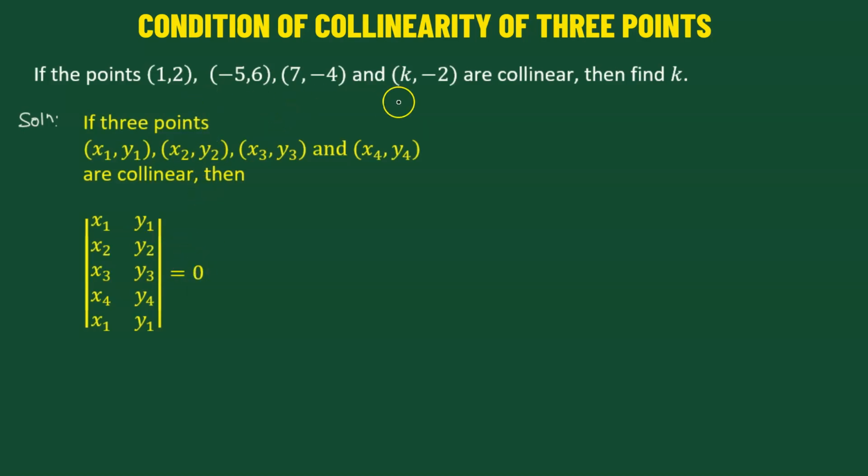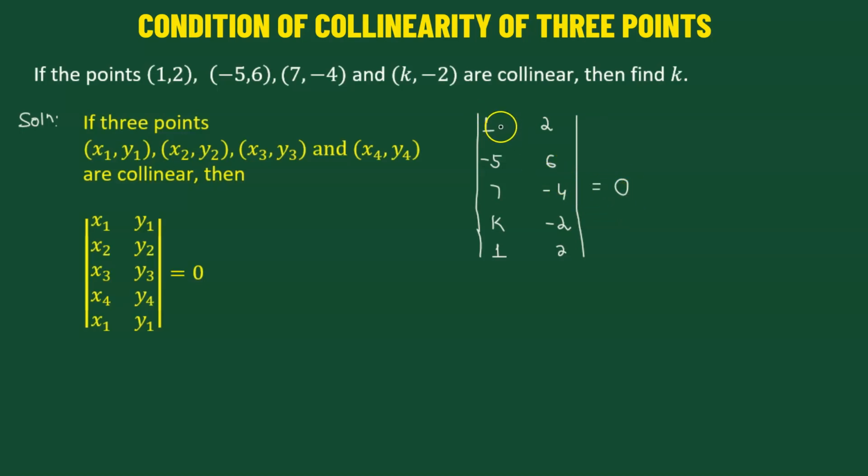Now since it's given here that these 4 points are collinear, we can rewrite the determinant in terms of the values. We'll start with 1, 2. So here the first row is going to contain 1 and 2. Second row is going to contain negative 5, 6. Third row is going to contain the value 7, negative 4. Fourth row is going to contain k, negative 2. And then we'll end with the first coordinate that we started with. So that's 1, 2. So the condition says this: if the 4 points are collinear, then this determinant value must be equals to 0. Now how do we compute this value?